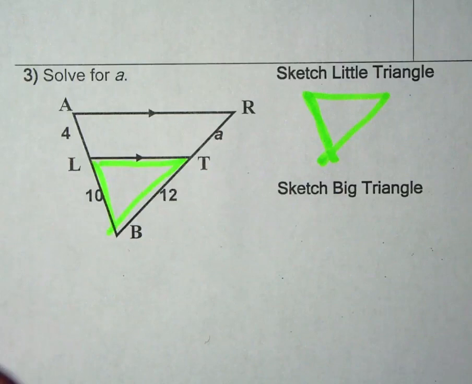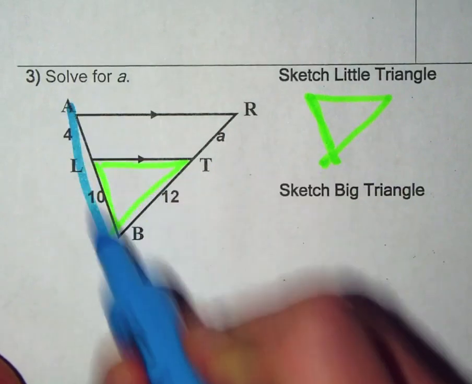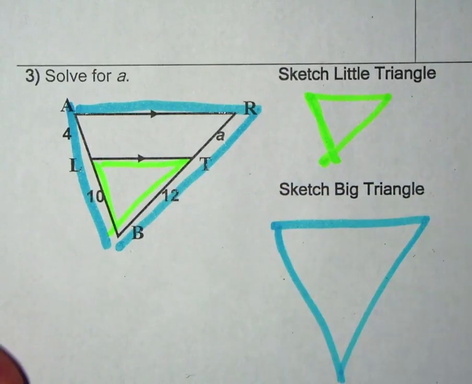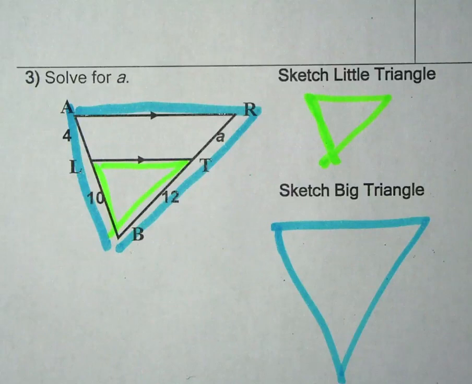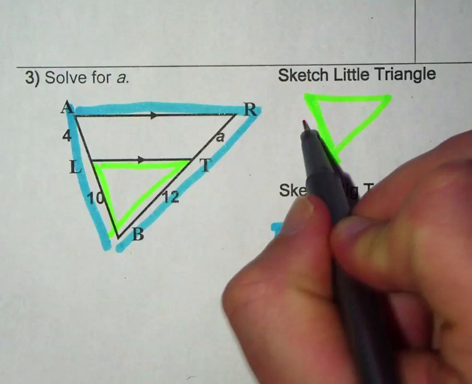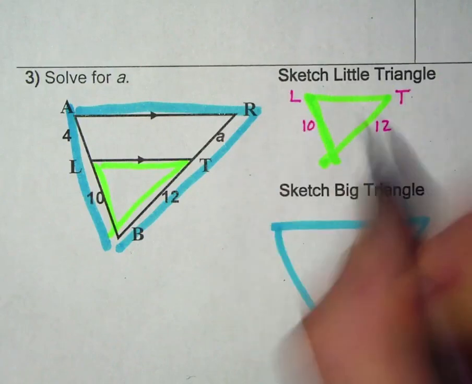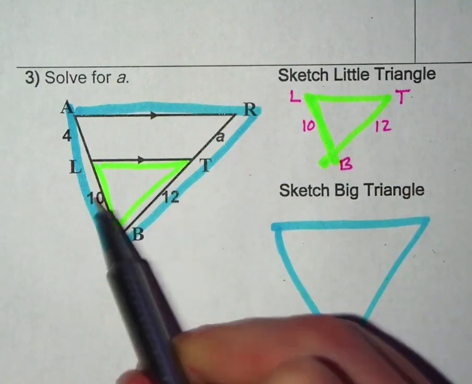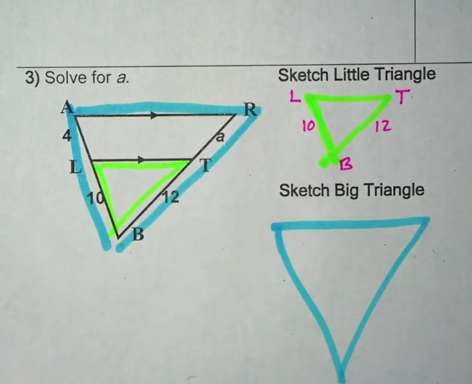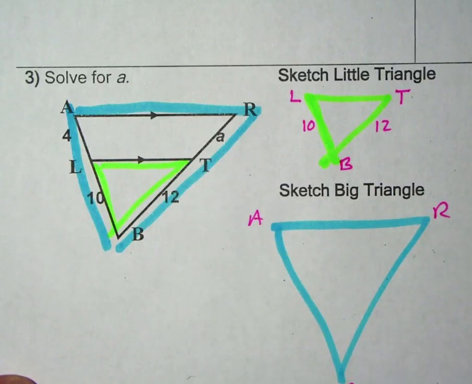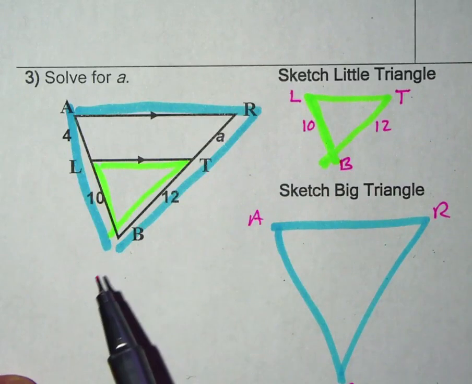And then we want to take a look at the large triangle, and I'll put that right here. Now we need to be careful labeling, okay? So on my small triangle, this is 10, this is 12, this vertex is T, this vertex is L, this vertex is B. Okay, I took all of these and I put them right there. Now in the big blue one, this vertex is A, R, and B. That's interesting, they both have B. Huh. Come back to that.